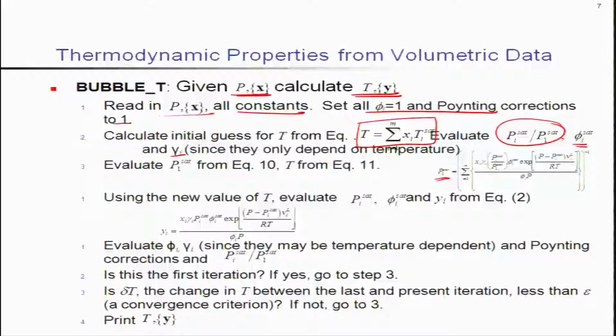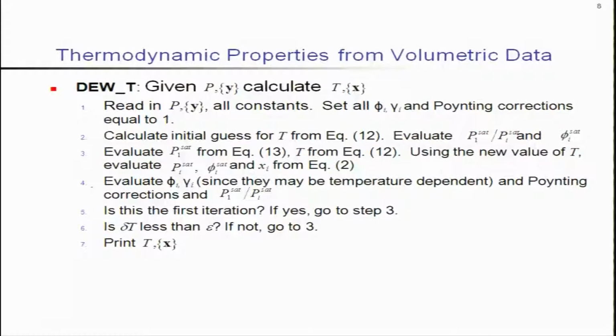So, evaluate from this, and now using the new value of T, Pi sat and phi sat, we evaluate phi y1 from the basic phi gamma expression. Using this information, we can evaluate phi i, gamma i, and the Poynting correction, as well as the new value of this. Now, if this is the first iteration, we go back and do this. So, this is how we can work on it.